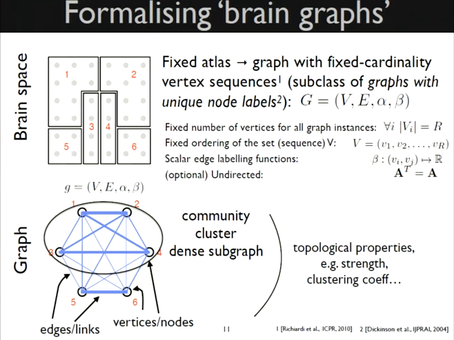More formally, these are graphs with fixed cardinality vertex sequences because we have a fixed atlas. So the graph is formalized by a 4-tuple. It's V, E, alpha, beta. That's one way of writing it, with a constraint that we always have the same number of vertices for everybody because we use the same atlas for everybody. And also they're in the same order. So vertex 1 for subject 5 is the same as vertex 1 for subject 35. And if you have this fixed correspondence, then you solve basically a very hard problem in discrete mathematics called the vertex correspondence problem or the graph isomorphism problem.